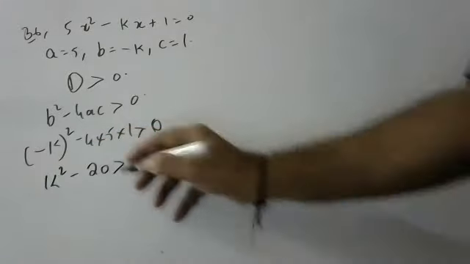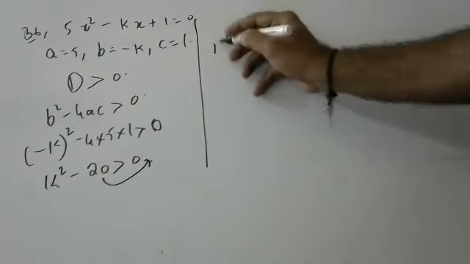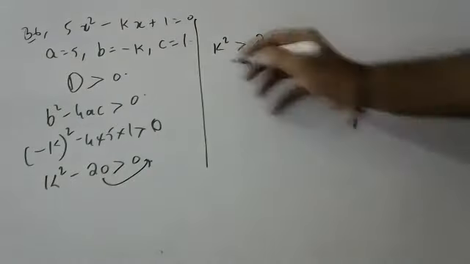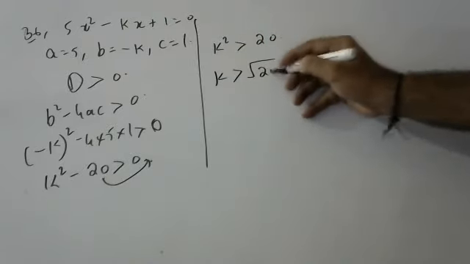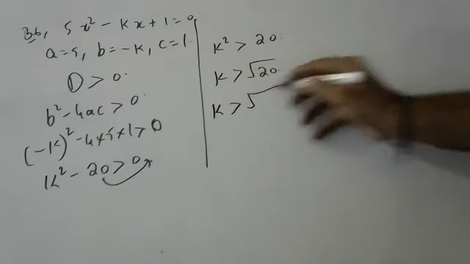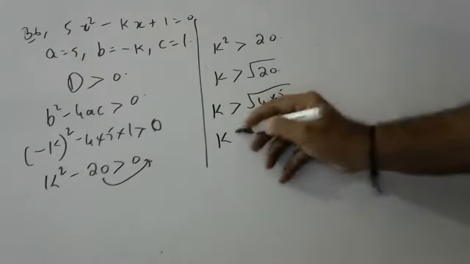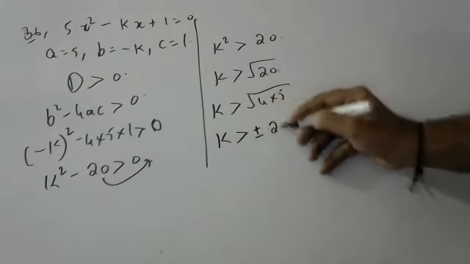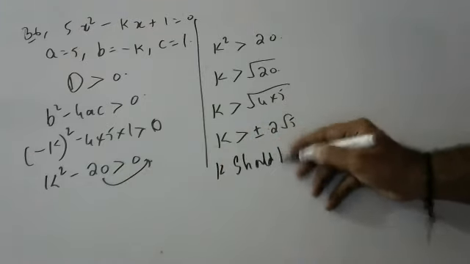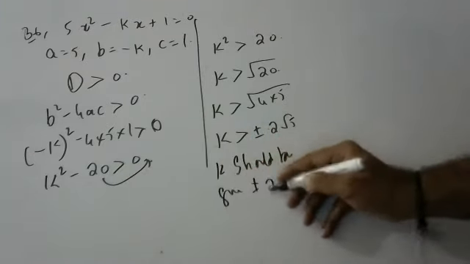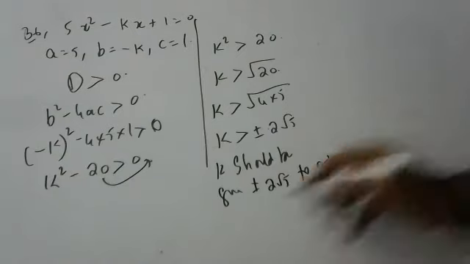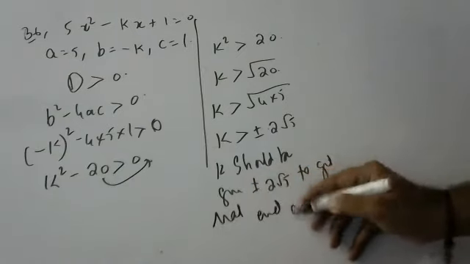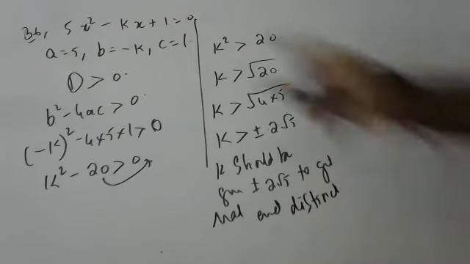Okay. And then k square is greater than 20. Taking the root, k is greater than root 20, which is 2 root 5. So k should be greater than plus or minus 2 root 5 to get real and distinct roots for this equation.